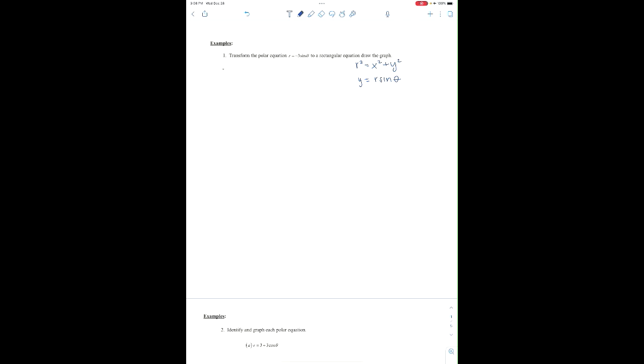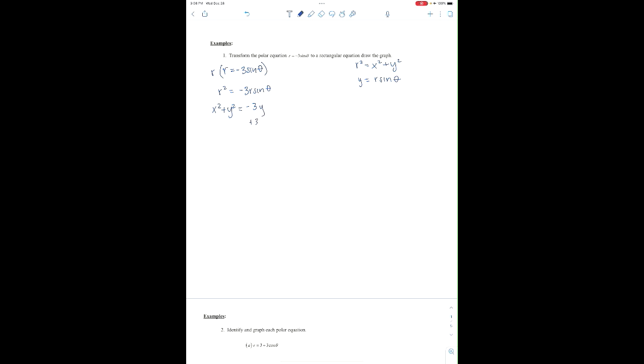So we have r equals -3 sine theta, and if we want to use r squared and we also need r times sine theta, I'm just going to multiply everything by r. And we've done that in an example before. So we'll have r squared equals -3r sine theta. Now we can change some things out. R squared we can rewrite as x squared plus y squared. And then we have -3, r sine theta, we can rewrite as y.